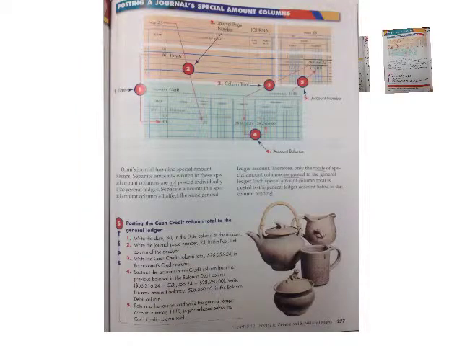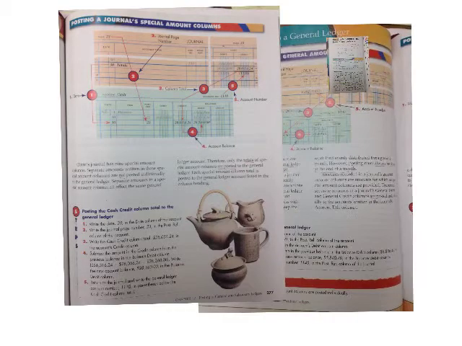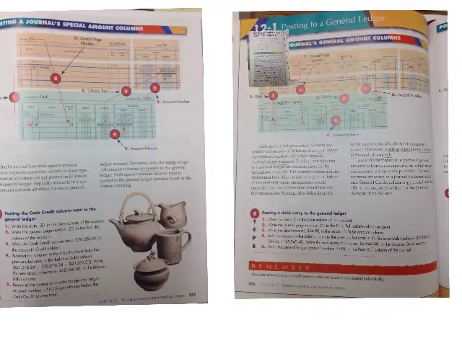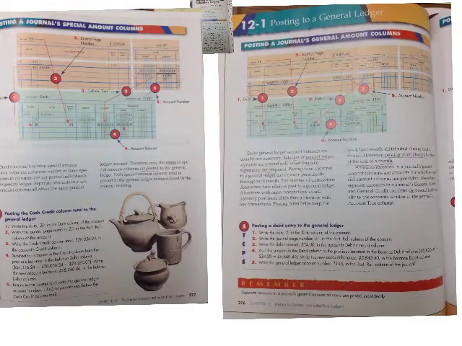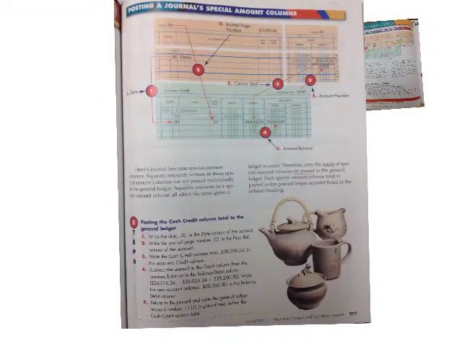On 277, it shows posting a journal with special amount columns. Now, in our journal, we have several special amount columns. If it's not the general, it's a special. That's the reason that they're there. And these special amount columns, we do not post all the items individually. On the last page, we post everything individually, each account. For our special amount columns, we're only posting the totals, okay?